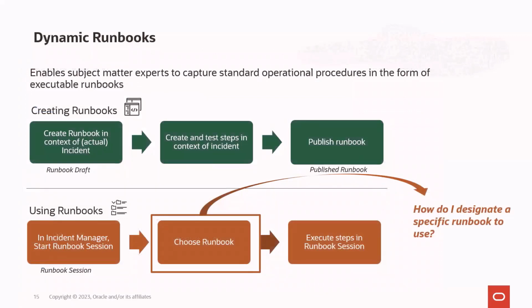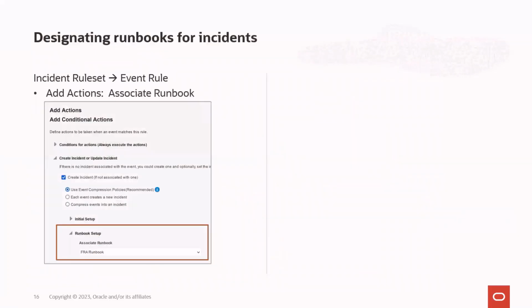After I've created my runbook, how do I designate that specific runbook is what I want my users to use when the incident has occurred? To designate a specific runbook that should be used for a specific type of incident, you do this via event rules. In the event rule that creates an incident, there is a new runbook setup section.